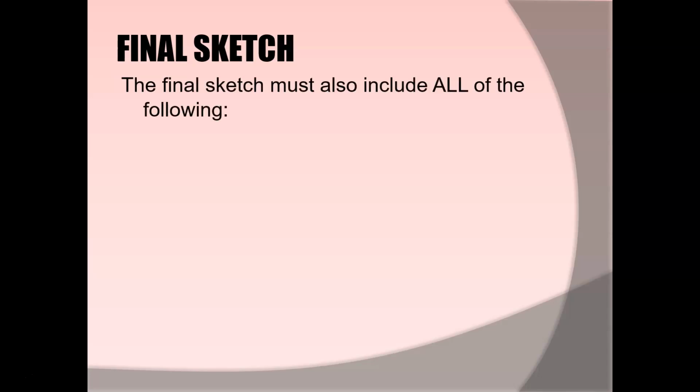So our final sketch is going to include all of the following. It's going to include a scale of distance. For example, 1 centimeter equals 2 feet. And then in your drawing, you are going to use that scale. So if the room was 16 feet in real life, it is going to be 8 centimeters on your picture. So we are making our scale of distance and drawing everything accurately.